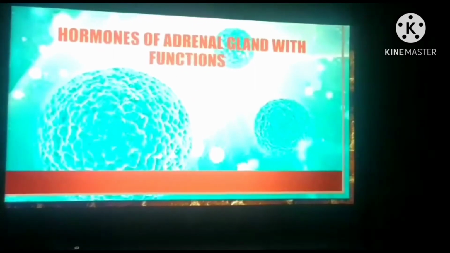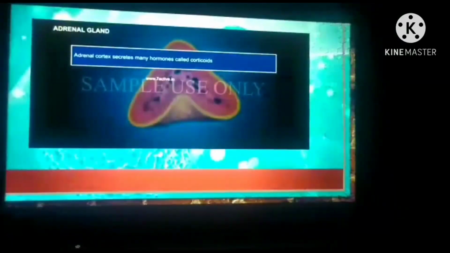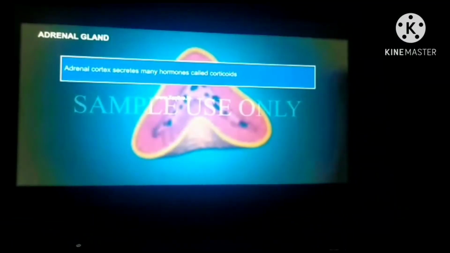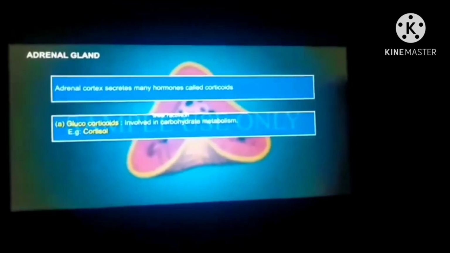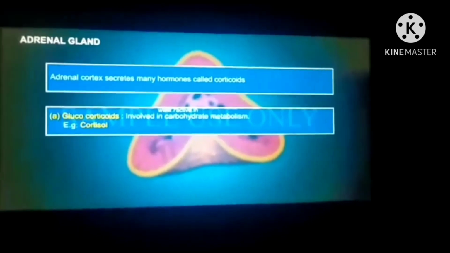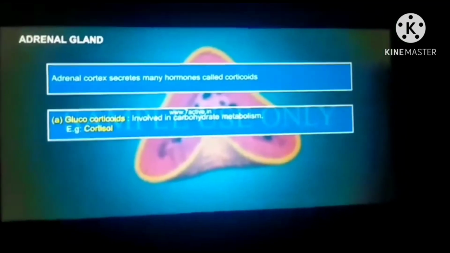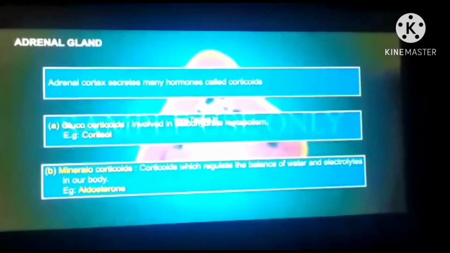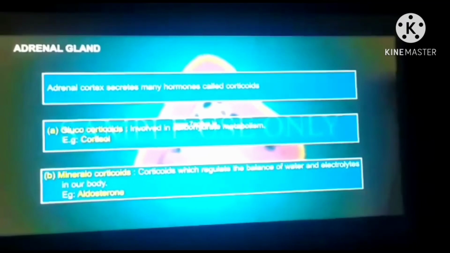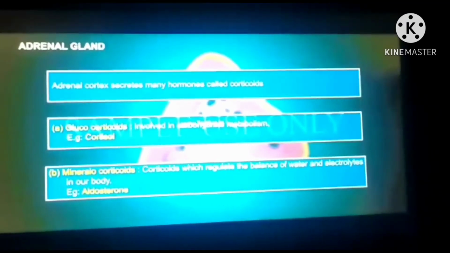Hormones of adrenal gland with functions. The adrenal cortex secretes many hormones called corticoids. A. Glucocorticoids, involved in carbohydrate metabolism. Example: cortisol. B. Mineralocorticoids. Corticoids which regulate the balance of water and electrolytes in our body. Example: aldosterone.